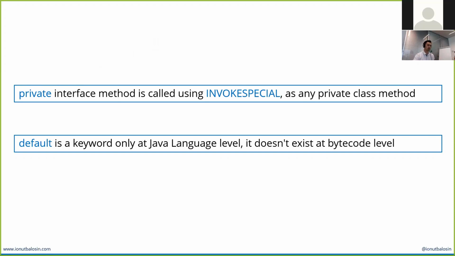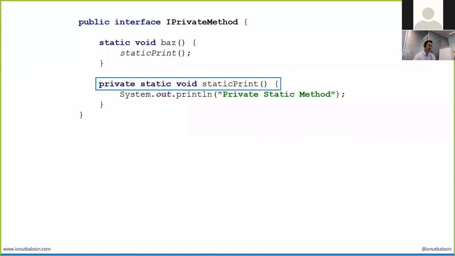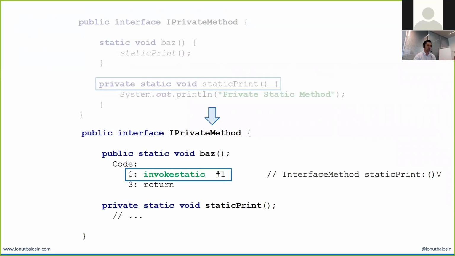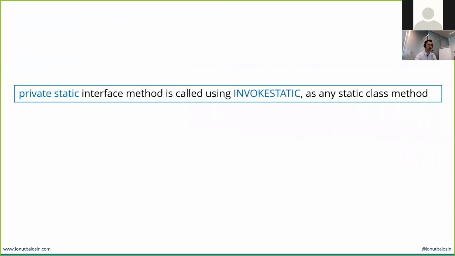This was the first category. The next category of such private methods are private static interface methods, and they are handled in the same way. Suppose you have a static method buzz, and that buzz calls a static print, which does a System.out. How is it handled at the bytecode level? If we desugar that call, there is an invokestatic, as you can see there. Invokestatic is also the opcode used to call any other static method of a class. So it's not something particular for the private static interface method.